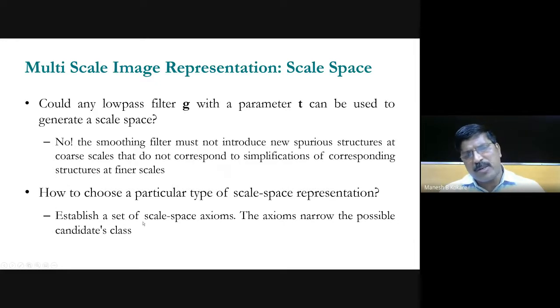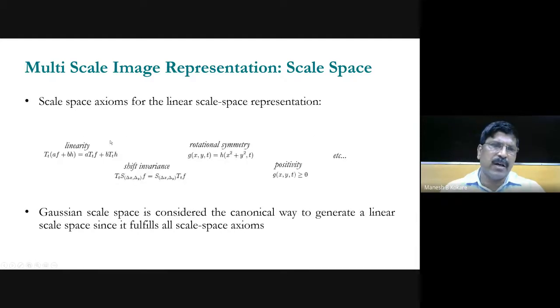So establish a set of scale space axioms, and these axioms narrow the class of possible candidates. For example, these are the scale space axioms for linear scale space representation. So you know linearity, okay. For example, T(af + bh) is equal to aT(f) + bT(h). What is basically linearity?